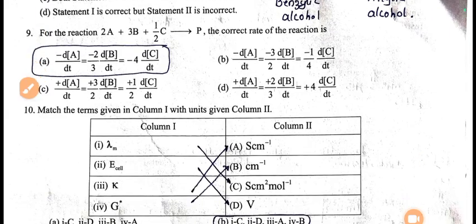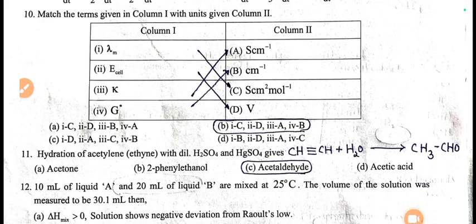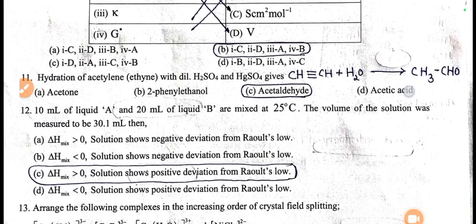Ninth question related to chemical kinetics. They have given one reaction and the correct rate equation is option A. 10th question, electrochemistry. Some units are there. We need to match column 1 and column 2. So option B is the right answer.